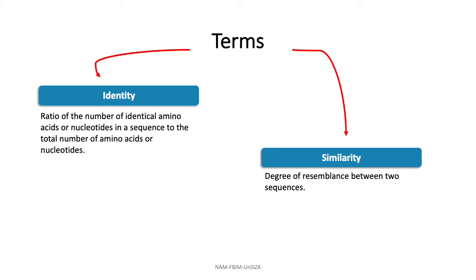Sequences of two homologous proteins can have a similarity of 60% and identity of 40%. They do not show 60% or 40% homology. It should be noted that similarity can be used only for amino acid sequences and not for nucleotide sequences.